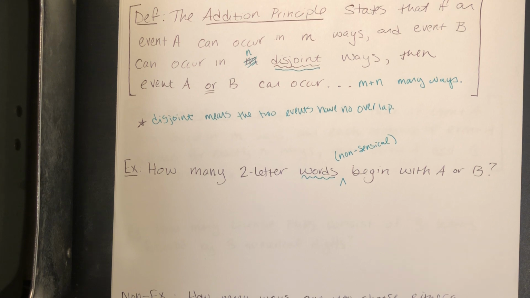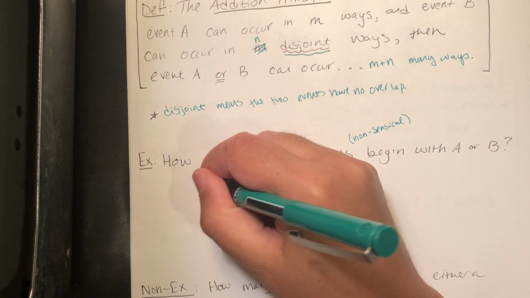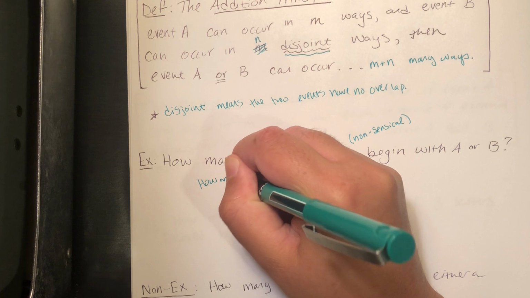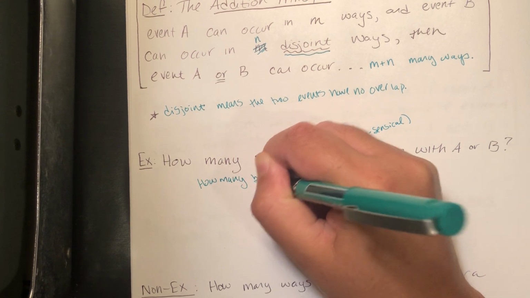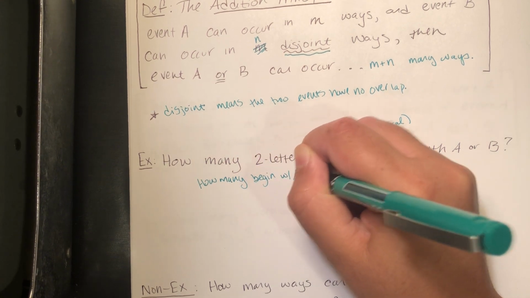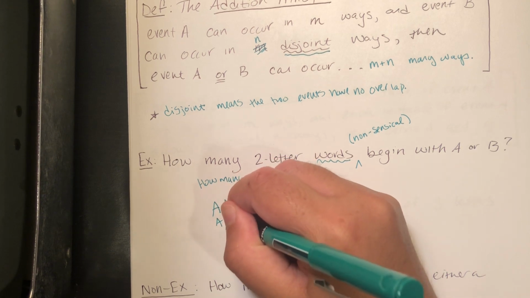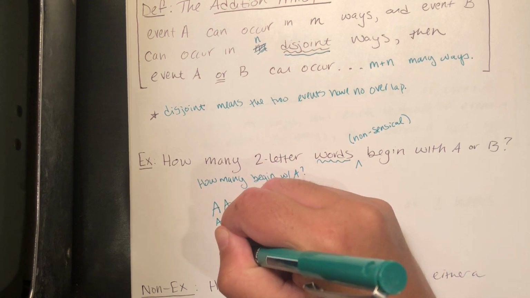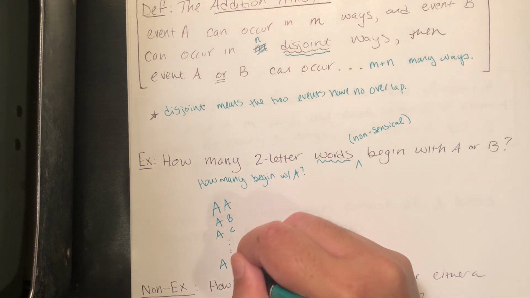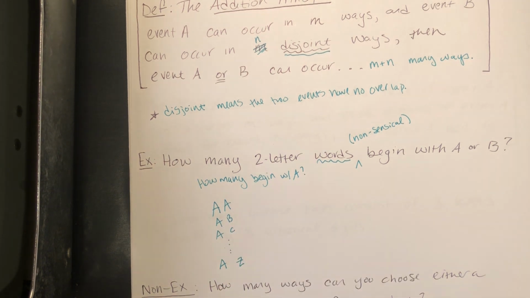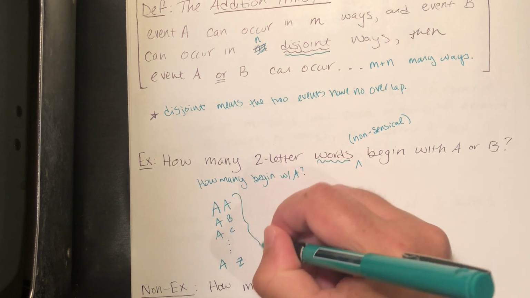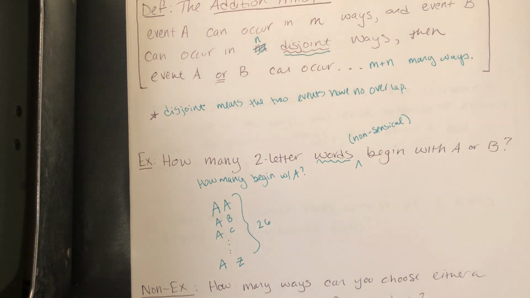Well, we can break this up into 2 disjoint cases as follows. First, we're going to count how many begin with A. Okay, well, like we said, AA would work, AB would work, AC would work. I don't want to list them all, but I don't really have to because I know that it's going to be anything from AA through AZ, right? And so, of course, there's going to be 26 different options here.